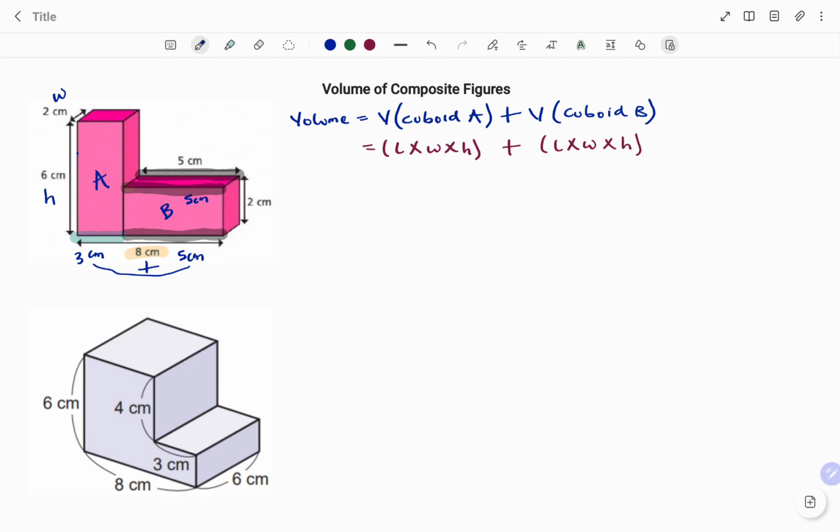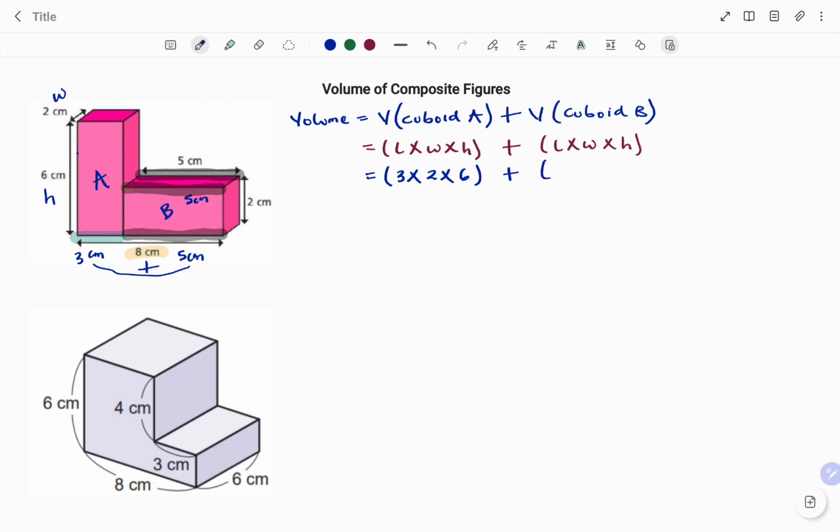So putting that in my question, I have length to be 3 centimeters, times the width, which is 2 centimeters, and then my height to be 6 centimeters.